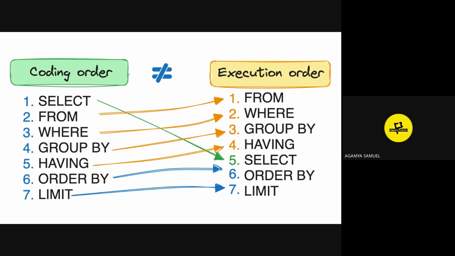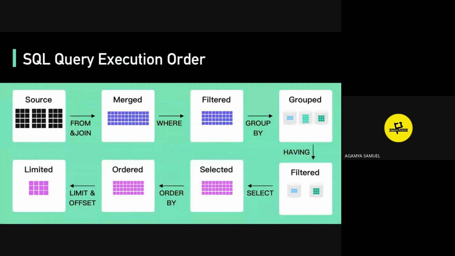This is very important to understand: the coding order may not be equal to the execution order. Understanding the execution order is very important because when you are working with production data, there is a huge database. If you understand how the execution order works, it helps you create queries which are much more optimized and take very little time to execute. So yeah, this is another diagram showing the same.